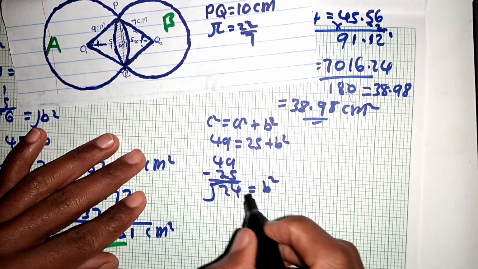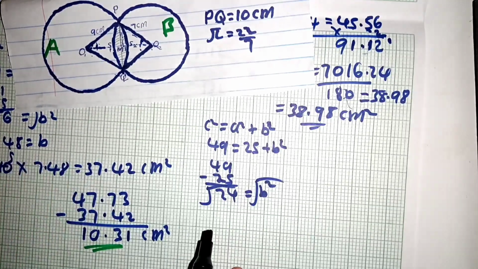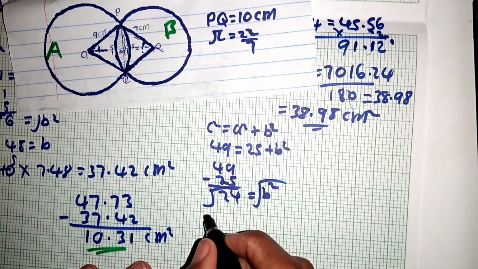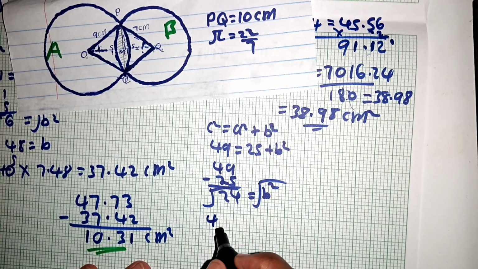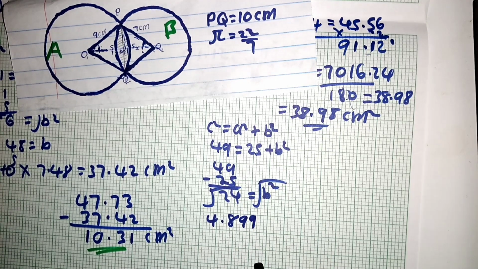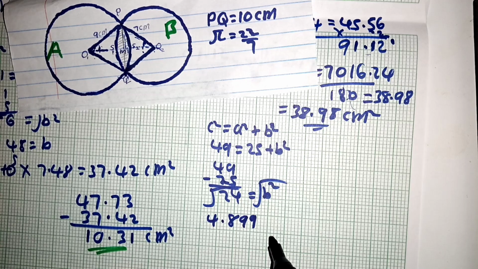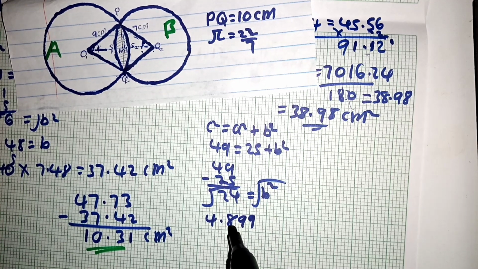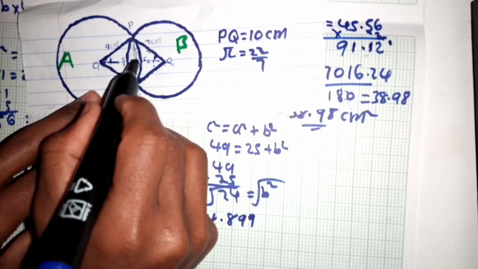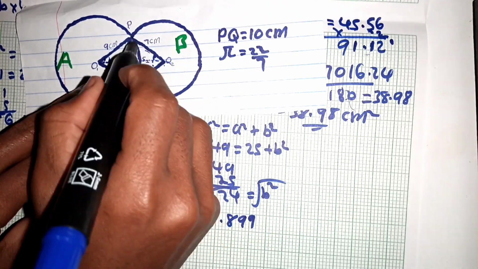So square root of both. What is the square root of 24? It is 4.89999. Now this is what we are going to use as our height here and calculate the area of this triangle.